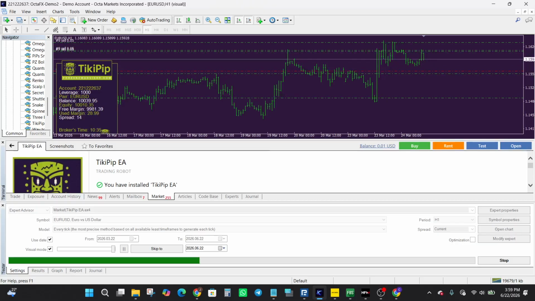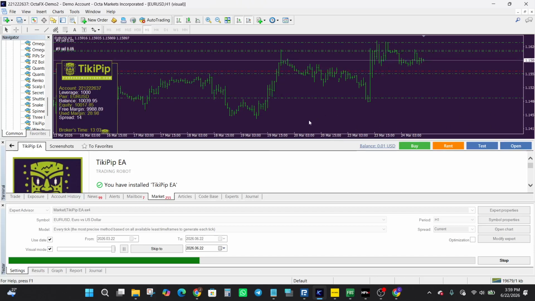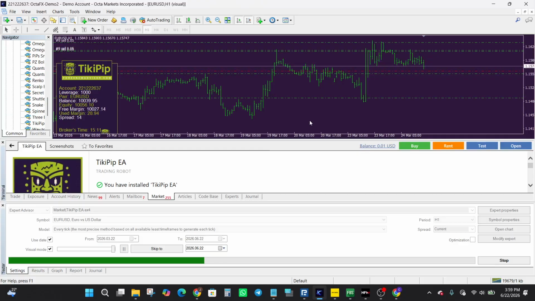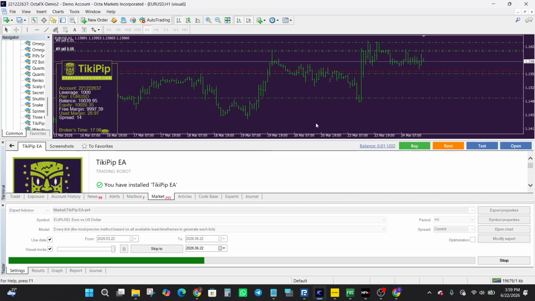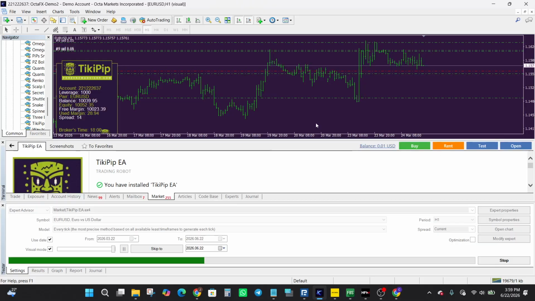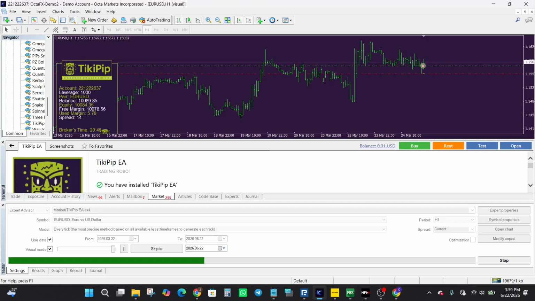So overall, the TikiPip EA presents itself as a risk-focused EURUSD H1 trading system with extensive capital protection features and adaptive trade management. As always, before considering live deployment, I would recommend testing it thoroughly on a demo account, reviewing the visual backtests, and making sure its behavior aligns with your own trading objectives and risk tolerance.